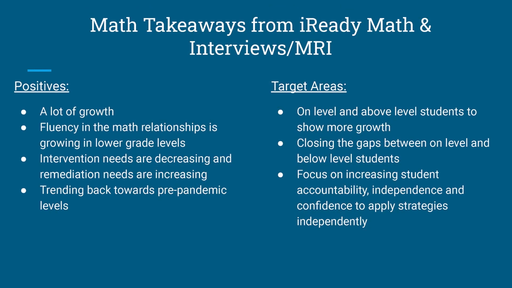Some takeaways for math: there was a lot of growth overall. Fluency in the math relationships is growing in the lower grade levels. Intervention needs are decreasing and remediation needs are increasing, and that's exactly what we want to see. Trending back towards pre-pandemic levels. We really want to see our on-level and above-level students make more growth. We're closing the gaps between the on-level and the below-level students, and we have a goal for next year: focus on increasing student accountability and independence in math, and having them be able to apply their strategies independently and confidently.